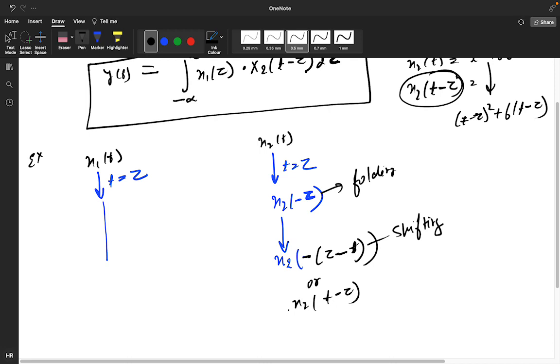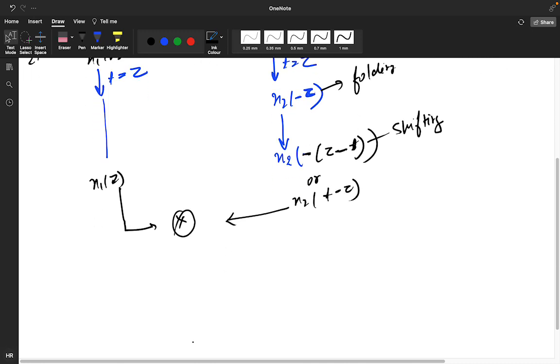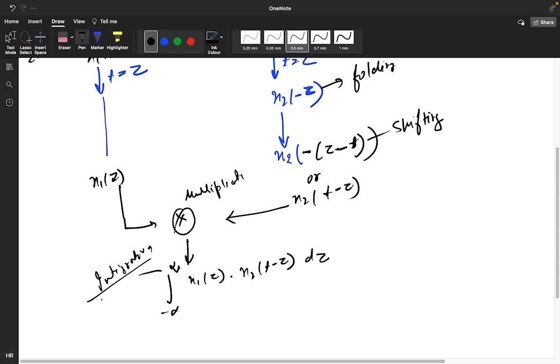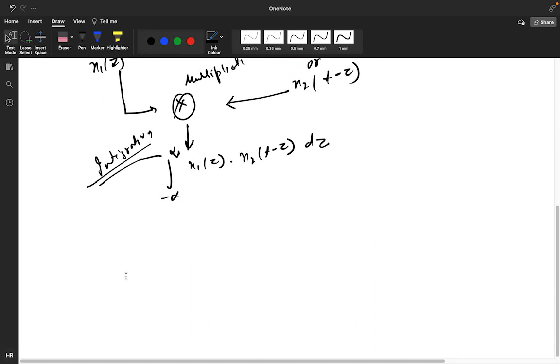Then you have this signal, and you have the x1 of tau signal. Multiply these and integrate from minus infinity to infinity x1 of tau into x2 of t minus tau d tau. I will teach you, don't worry. This is multiplication, and then you do the integration, and you will get the convolution. So write the definition of a convolution.